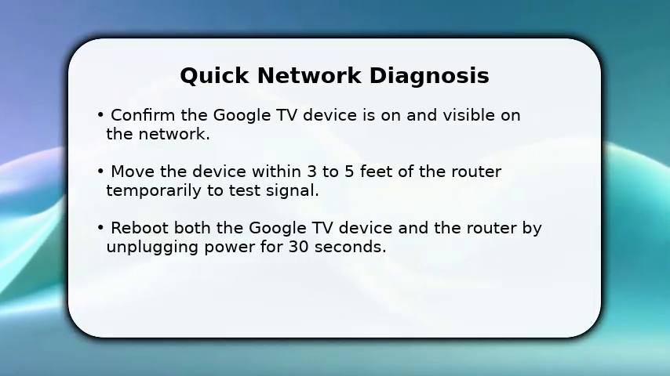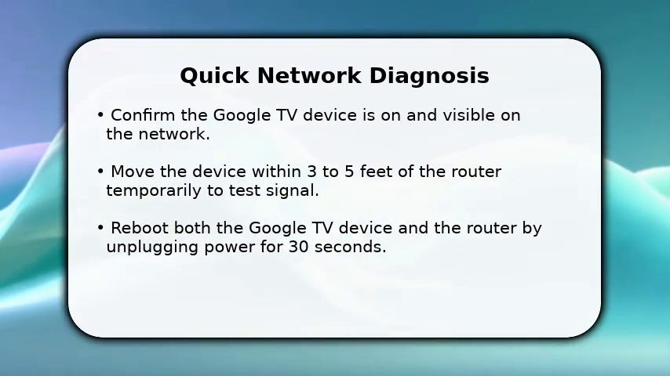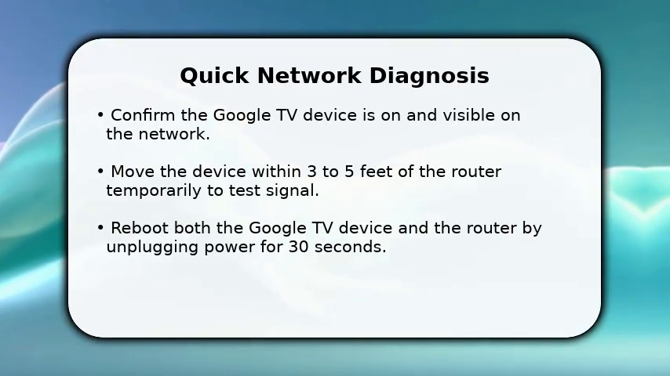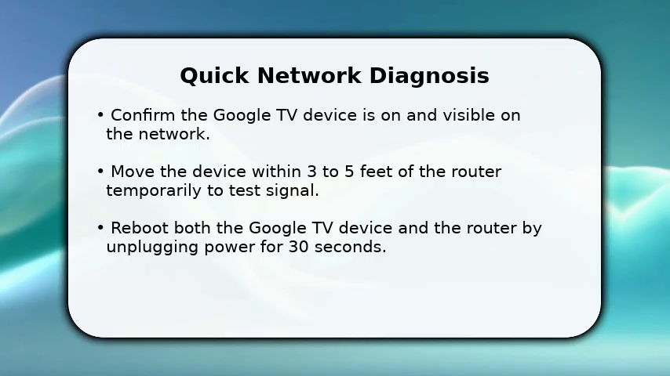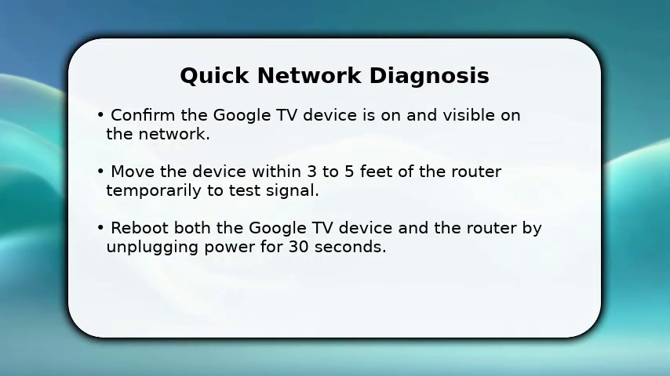Start by confirming the Google TV device is on and visible on the network. Open Settings, then Network, and look for available Wi-Fi networks and signal strength. Check the router is powered and the internet light shows a stable connection. Move the device within 3 to 5 feet of the router temporarily to test signal and rule out range issues.